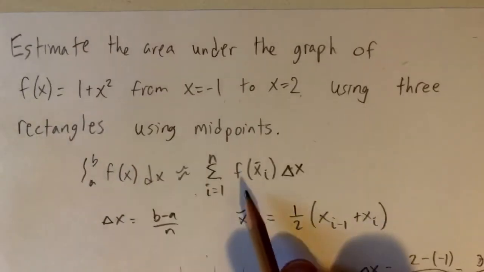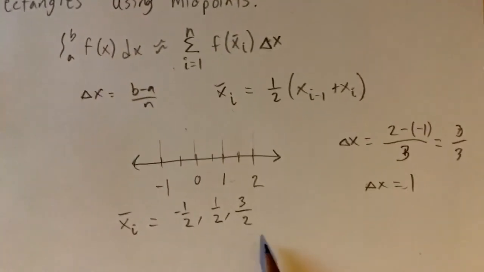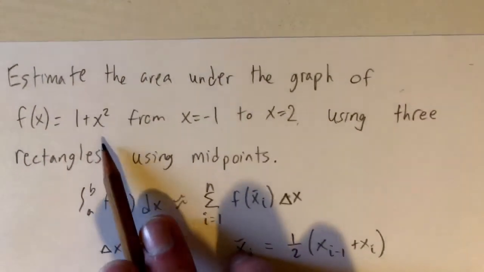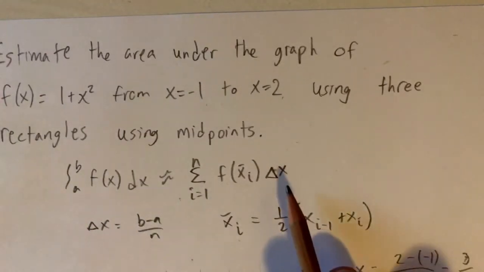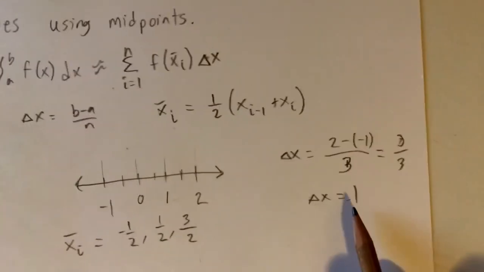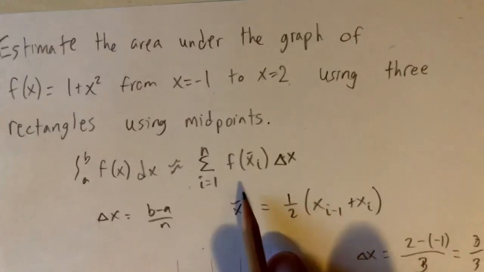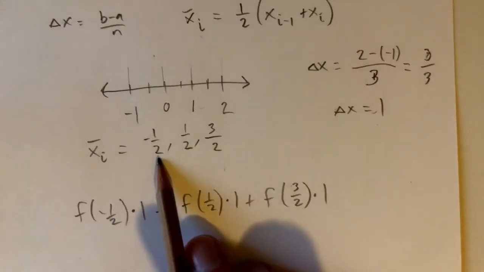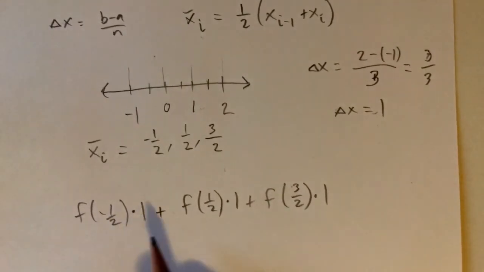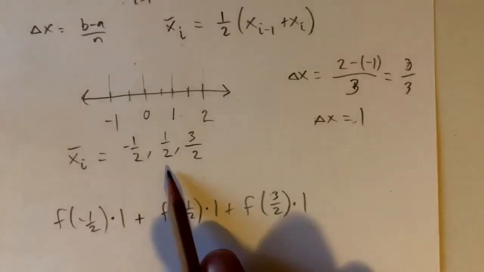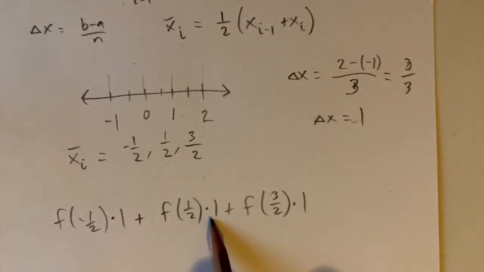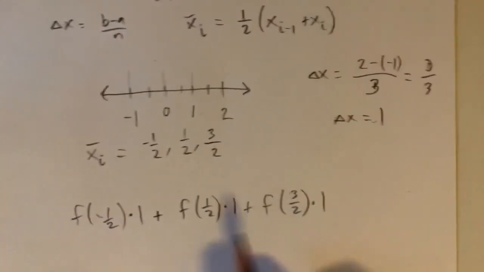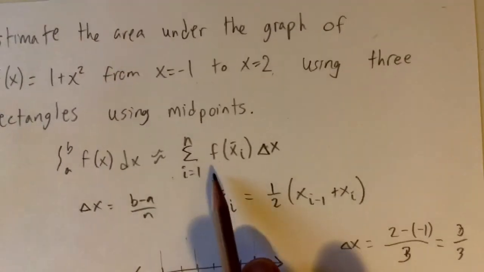And then what we need to do is just plug those 3 things into our function f, which was given to us as 1 plus x squared. And then whatever we get out of that, we need to multiply it by delta x, which is just 1. So this sum is going to turn into f of this first x value times delta x, which is 1, plus f of our next x value, 1/2, times delta x, which is 1, plus f of our last x value, 3/2, times delta x, which is 1. So this is what we're going to get from this.